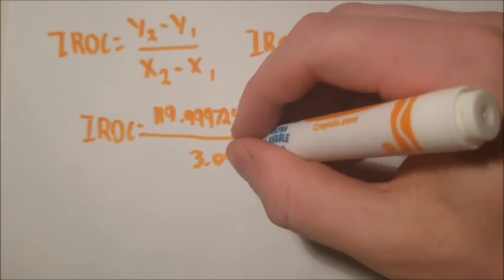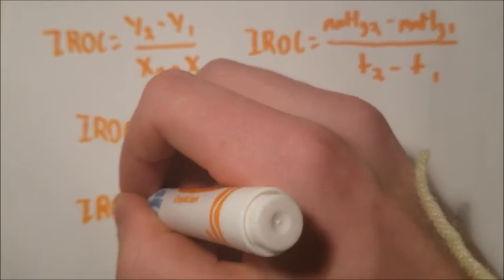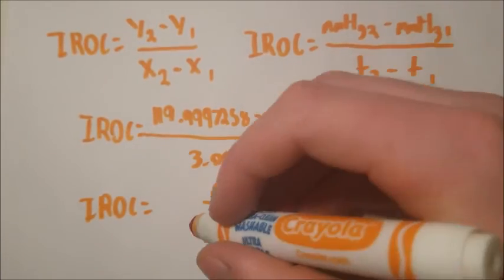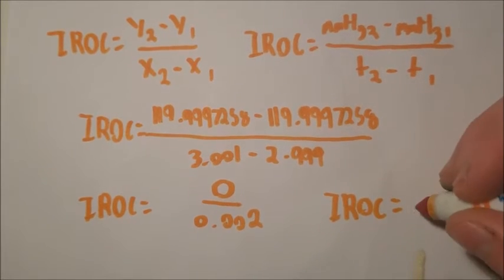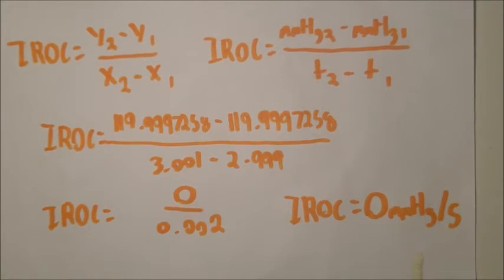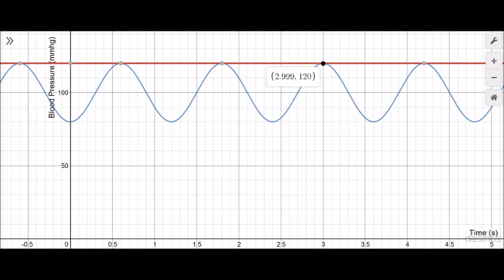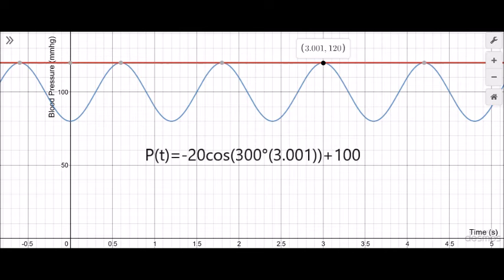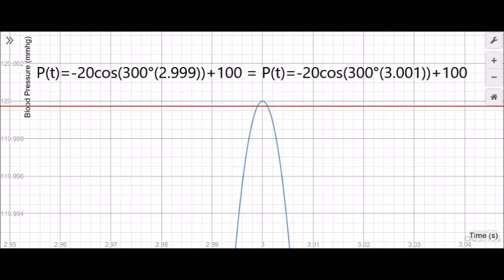When solving this, it can be seen that our answer is 0 over 0.002. This does not mean we have done anything wrong. This is in fact our answer. At 3 seconds, the rate of change of blood pressure is 0 millimeters of mercury per second. Now, although this seems odd, it in fact makes sense if we go back to the Desmos graph. When I add the time into the equation, a straight line is created that runs through the point 2.999 seconds. However, when I add the equation with 3.001 seconds, it appears that the line runs perfectly on top of the 2.999 second line. This means that the lines are identical, proving how the rate of change at this time is in fact 0 millimeters of mercury per second.